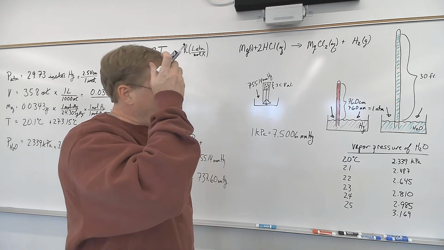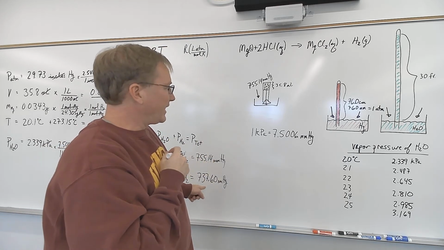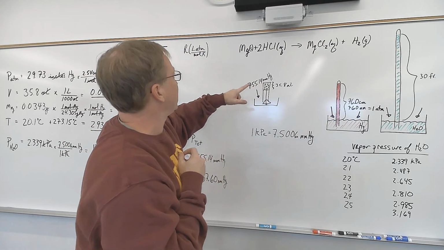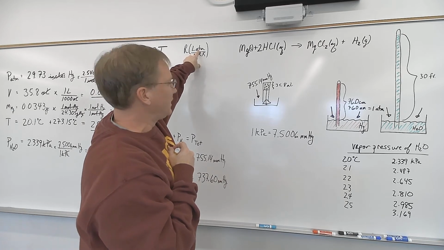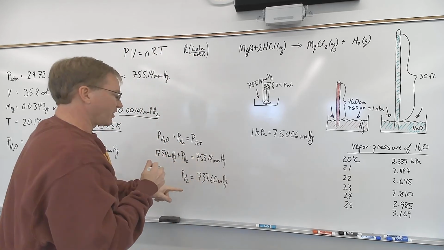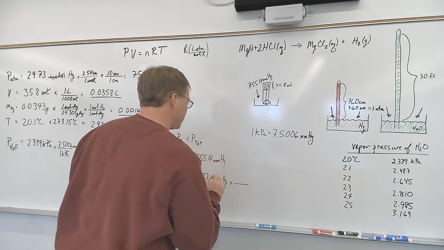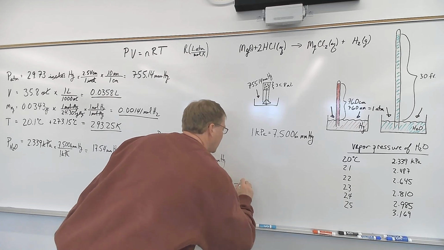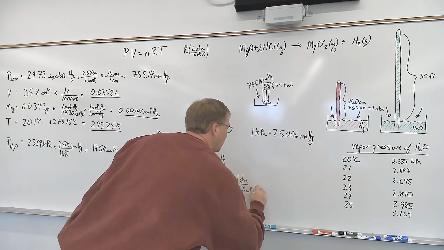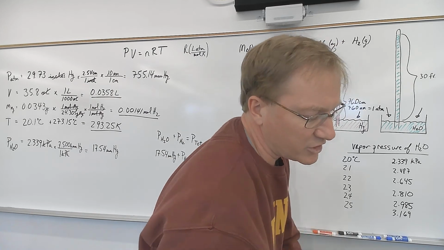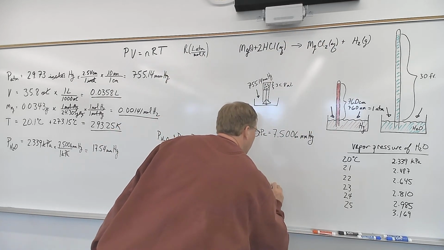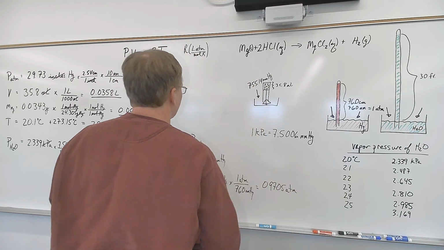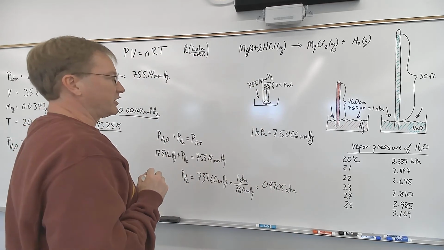All right, and we also know that 1 atmosphere is equal to 760 millimeters of mercury. We do want R to be in units of atmospheres, so we're going to convert this into atmospheres by saying 760 millimeters of mercury is equal to 1 atmosphere, and that gives me a value of 0.9705 atmospheres. All right, and that's for the pressure of the hydrogen gas.